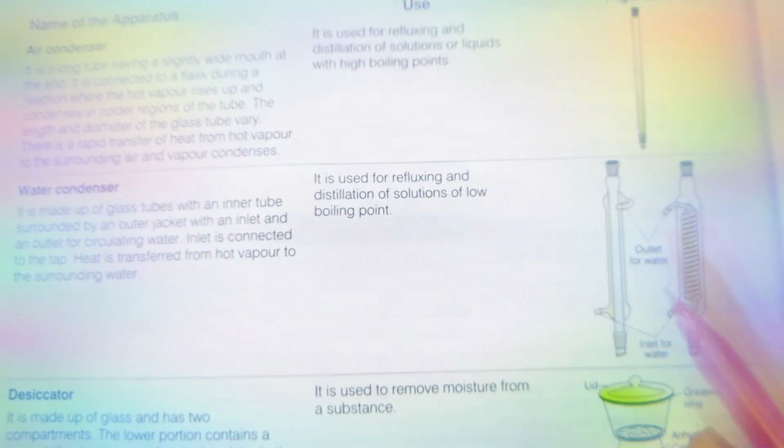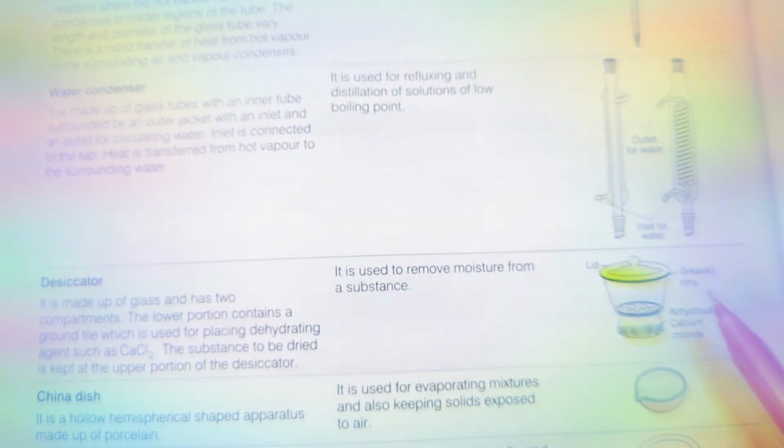Up to 12th standard, these glasswares are not used in your experiments. Desiccators are used to remove moisture from any substance. We have to use anhydrous calcium chloride as dehydrating reagent. This is China dish, a bowl-like structure, and this structure is used to evaporate any mixture, to keep any solid substance or salt. Mortar and pestle is used for grinding of any salt or any other solid substance.